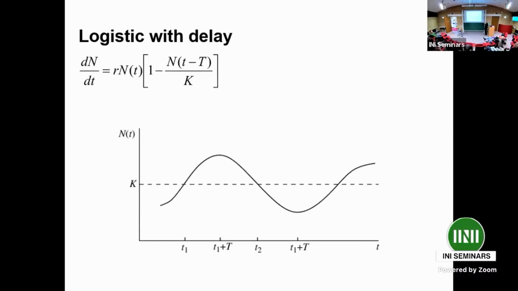And again, when you arrive here, the derivative should be equal to 0, but n is equal to k, but n of t minus t is greater than k, so the derivative is still negative, so this goes on going down until you reach this value, and this value corresponds to a situation when n of t minus t is equal to k, so the derivative is 0, and it starts to grow away. So this is more or less the origin of the oscillation.